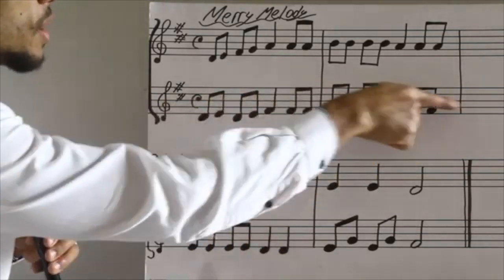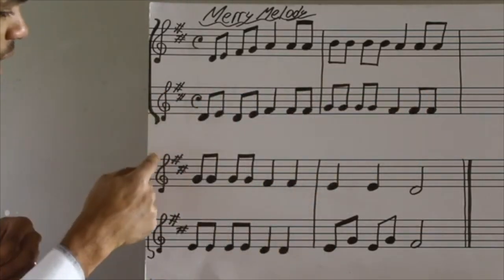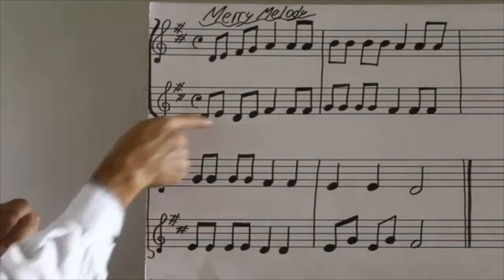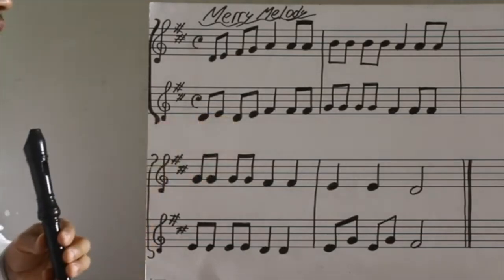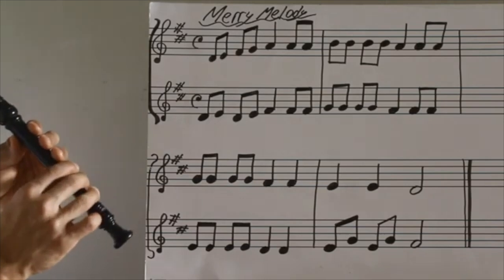Remember, read the bottom line, the bottom line. Don't get confused. The bracket shows you which line is which. Let's go. Bar number 1 to bar number 3 of the harmony. 3, go.